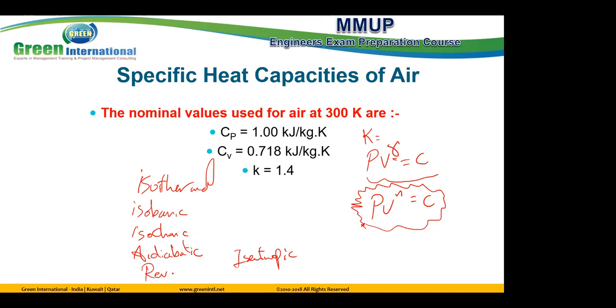Sir, can you explain again? Isentropic is entropy constant, right? When the process is isentropic, it means adiabatic and reversible combined. Adiabatic plus reversible means isentropic. Sir, what is reversible? Reversible means the process can come back again to the origin. If the process goes from 1 to 2, it can go back from 2 to 1.